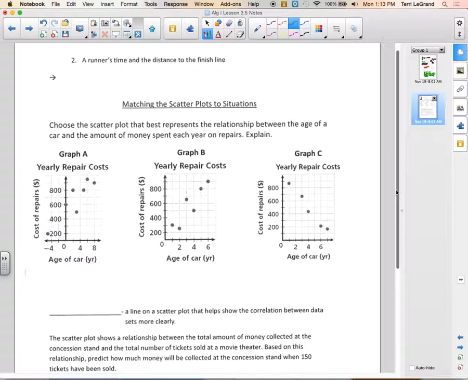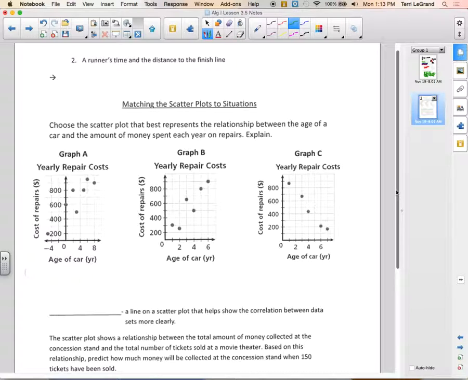Okay. A runner's time, go to the back side. A runner's time and the distance to the finish line. Make sure you always read these carefully. Sit up. That's what I'm asking you to do. Thank you. A runner's time and distance to the finish line. What do you think, Christian? A negative correlation. Why? Because the distance is dropping from the finish line.